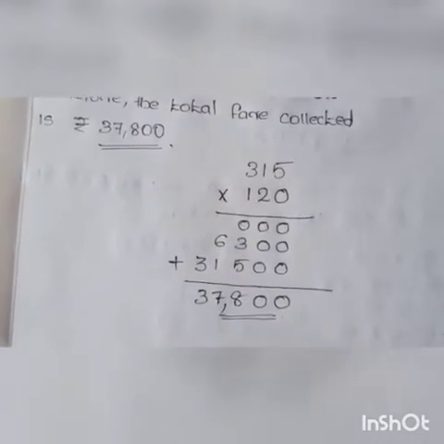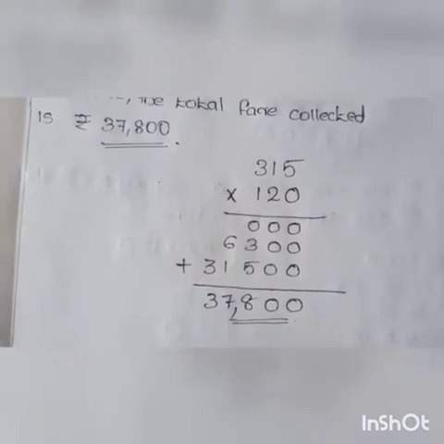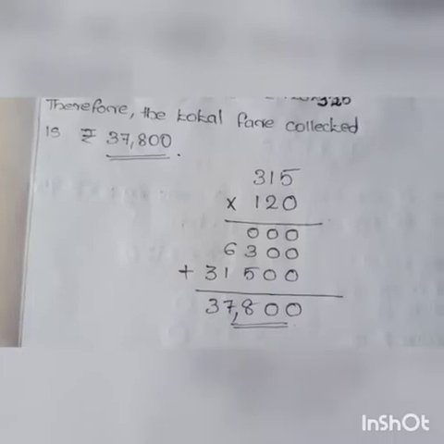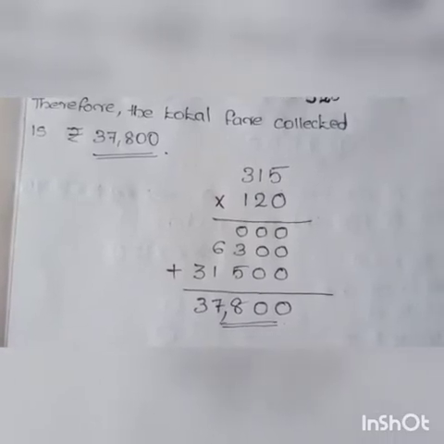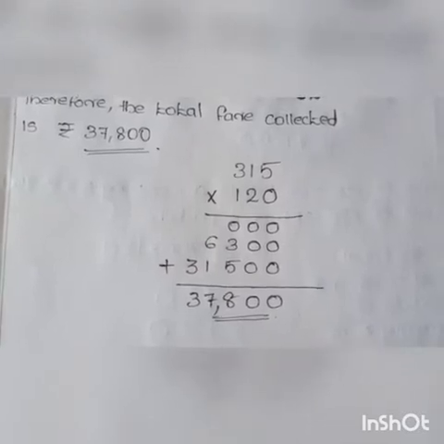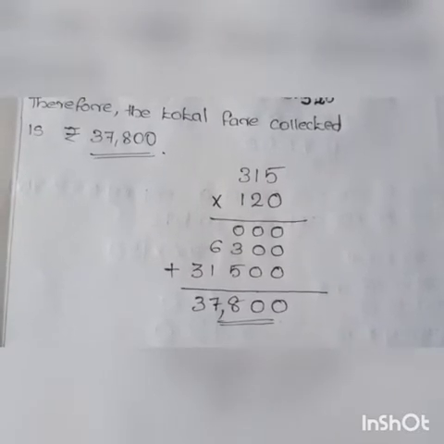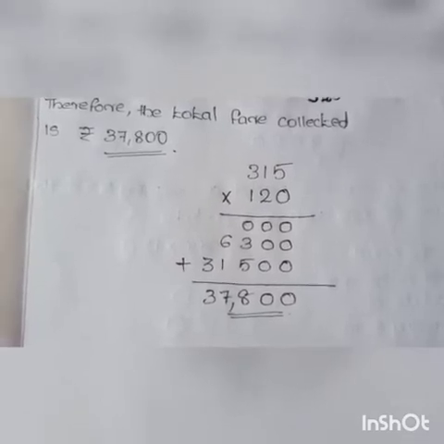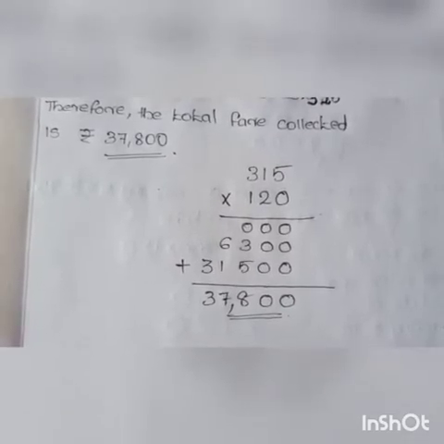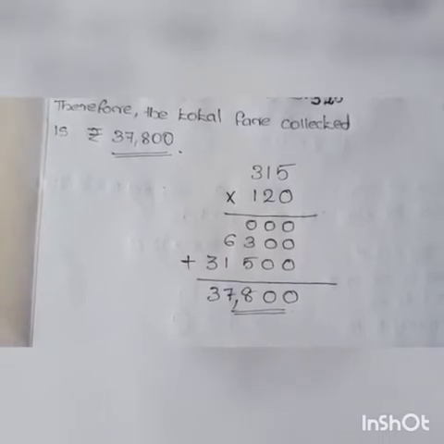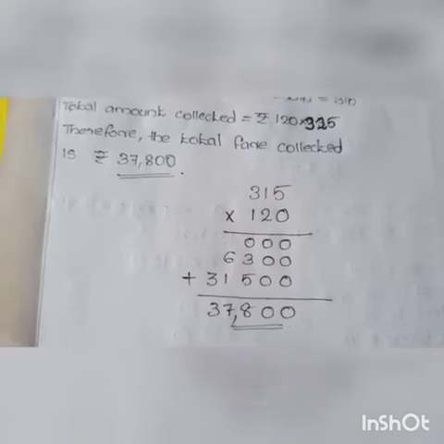First we multiply 315 into 0. The answer is 0. Next 315 into 20. The answer is 6300. Last we multiply 315 into 100. The answer is 31500. Then we add these products. The answer is 37,800. Therefore, the total fare collected is rupees 37,800.